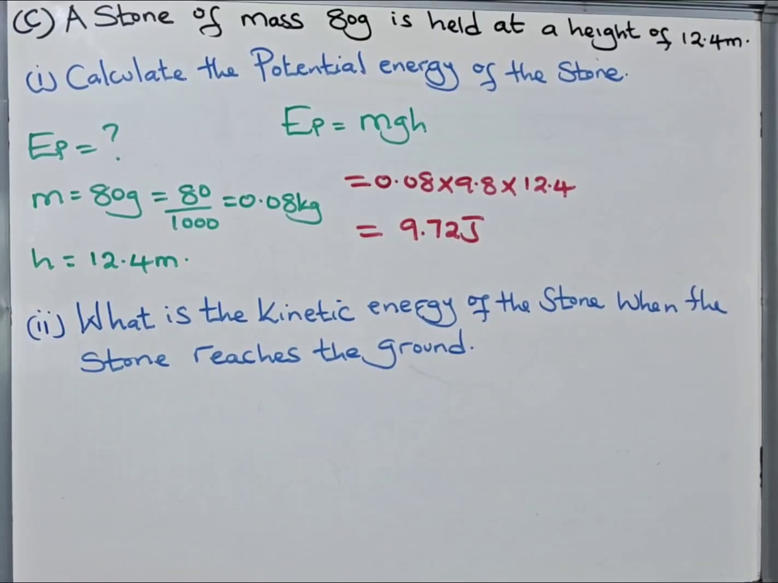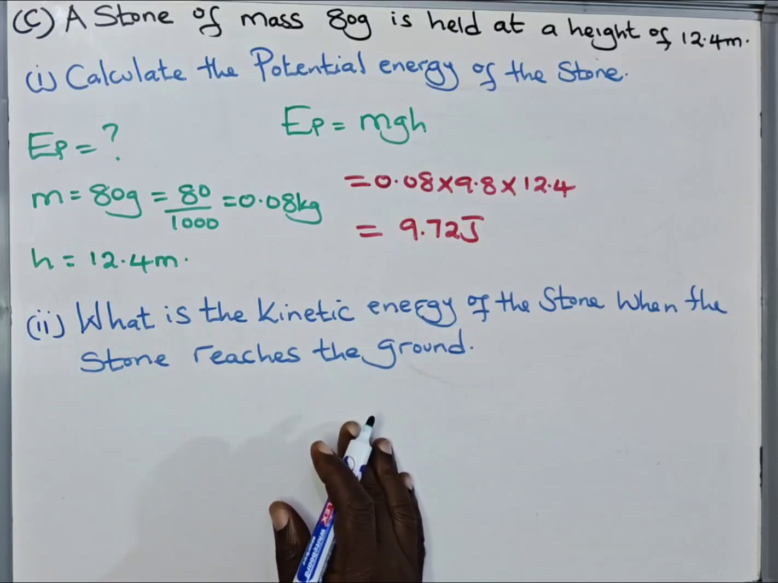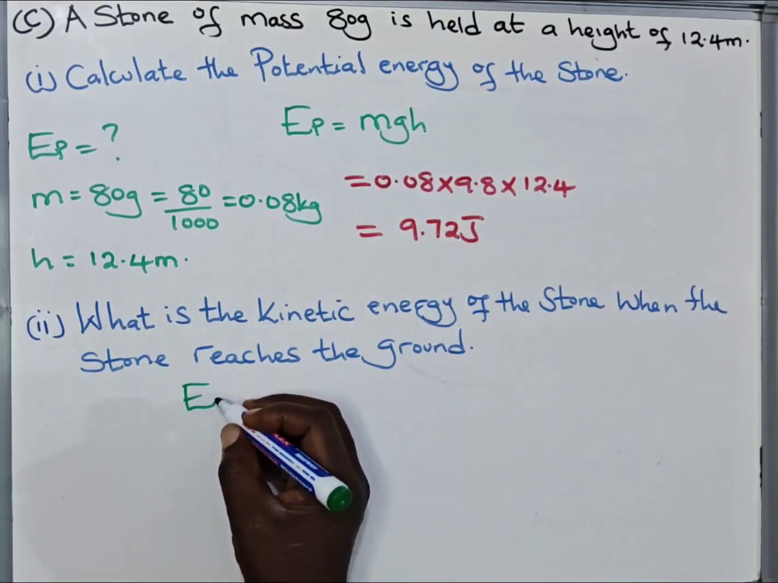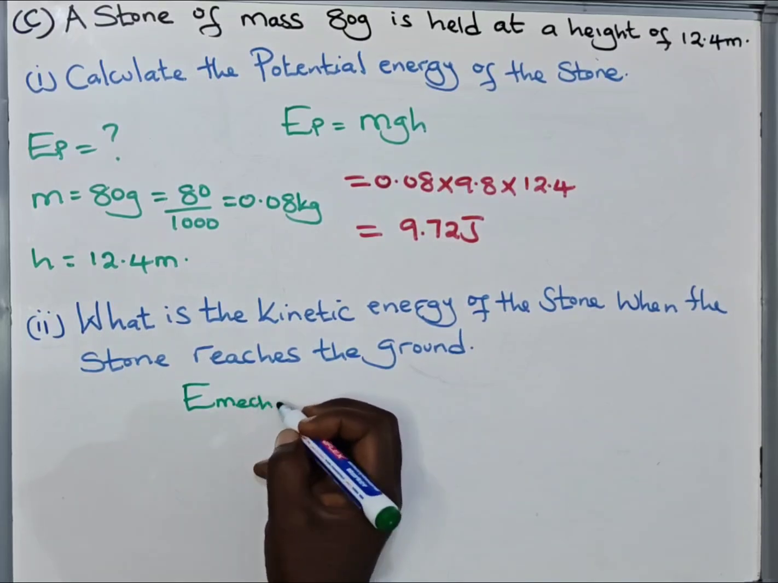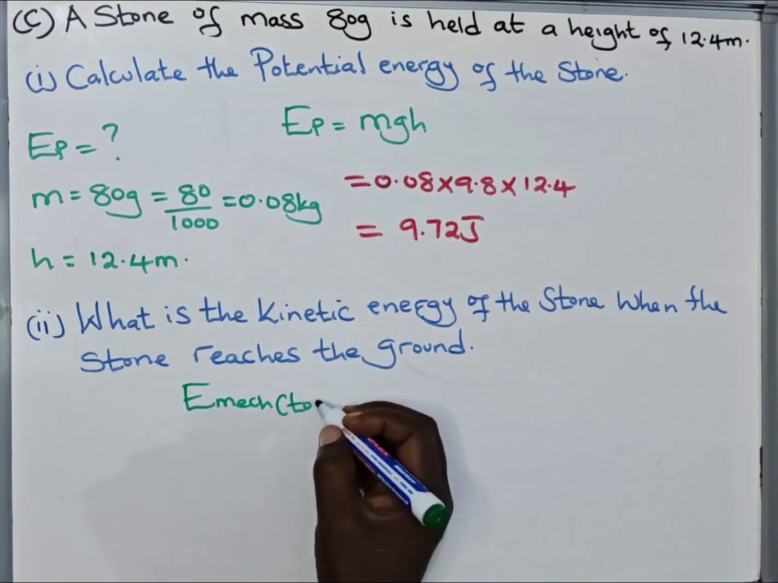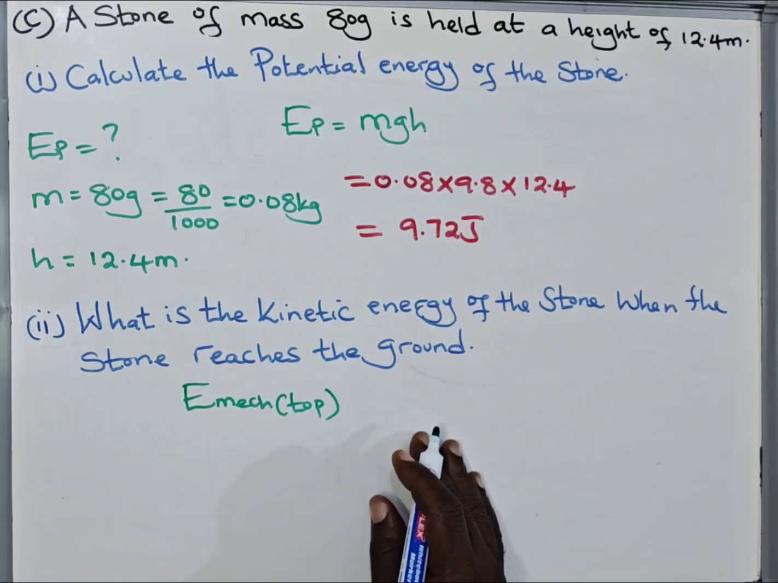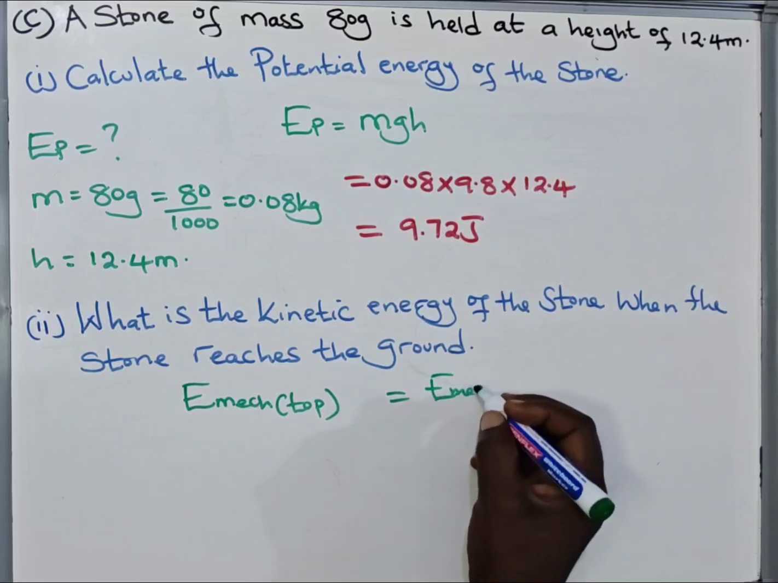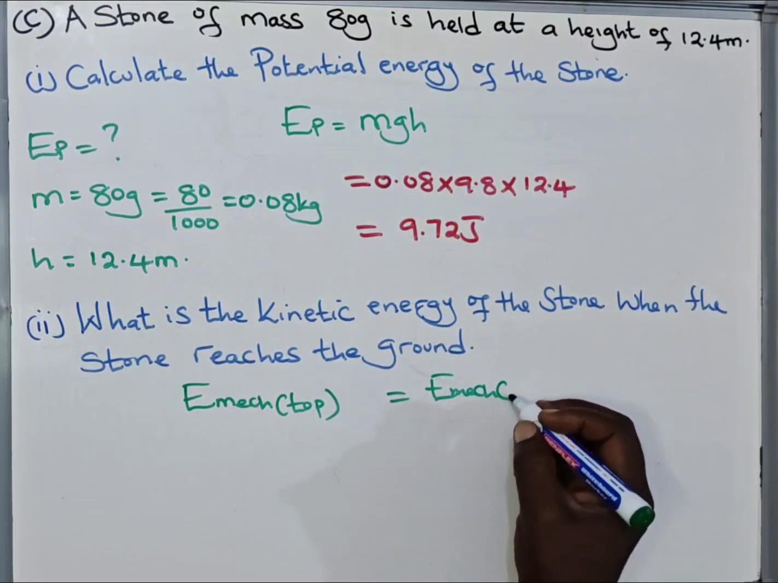Then this question comes. It says, what is the kinetic energy of the stone when the stone reaches the ground? So how do we go about this? Here we use the principle of conservation of mechanical energy. It says that total mechanical energy at the top, before the stone is released, is equal to total mechanical energy at the bottom.